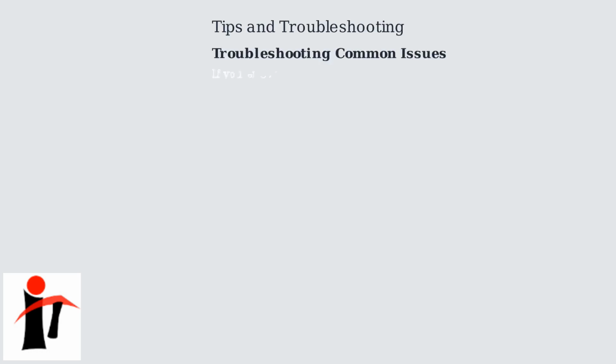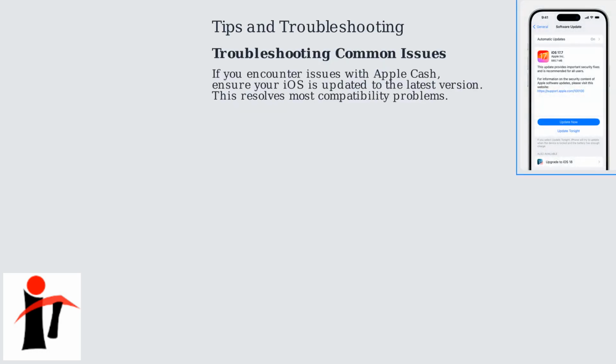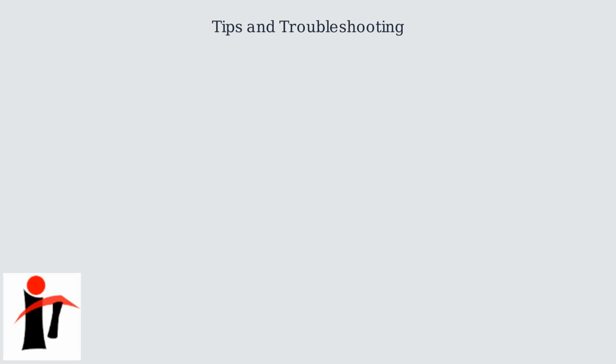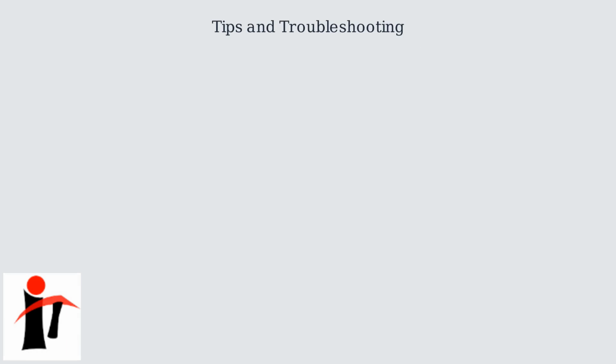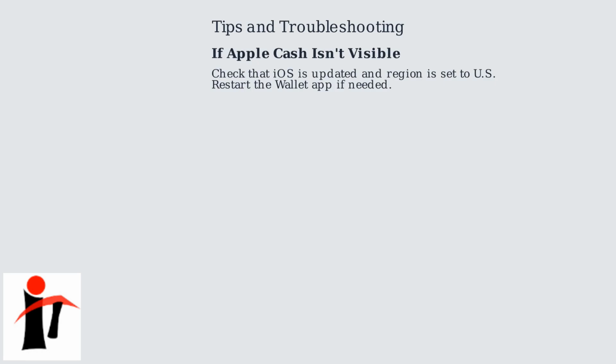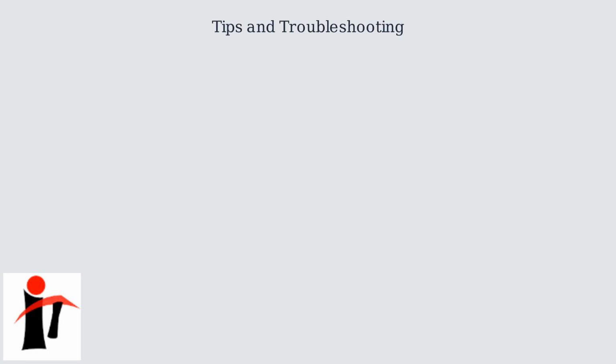If you encounter issues with Apple Cash, start by ensuring your iOS is updated to the latest version. This fixes most compatibility problems and ensures smooth operation. Next, confirm your device region is set to the United States and that identity verification is complete. This is required for sending and receiving larger amounts. If Apple Cash isn't visible in your wallet, double-check that iOS is updated and your region is set to the US. You may also need to restart the Wallet app.